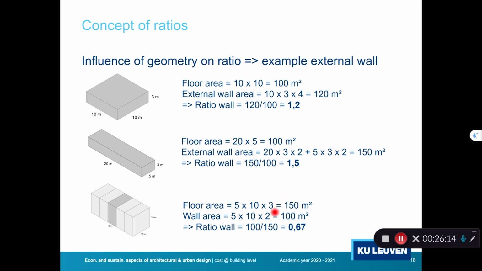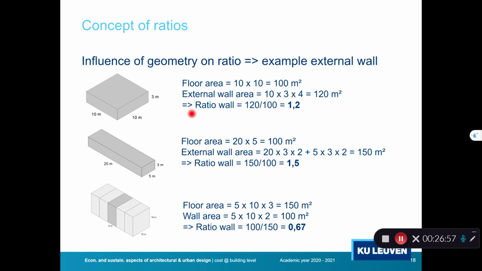Now in this case, I need to calculate my ratio of the wall in order to be able to compare how the layout and the building typology of this building compares to the others, because my floor area is now changing. I see here that my ratio of the wall is 0.67. So it means that if my external wall would be the most expensive element of my building, this building will lead to a lower investment cost, because the amount of external wall that I need for this building is lower than for the others.